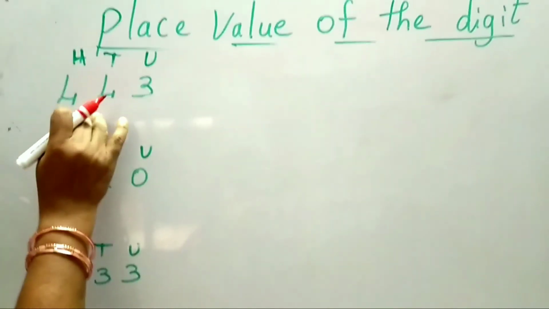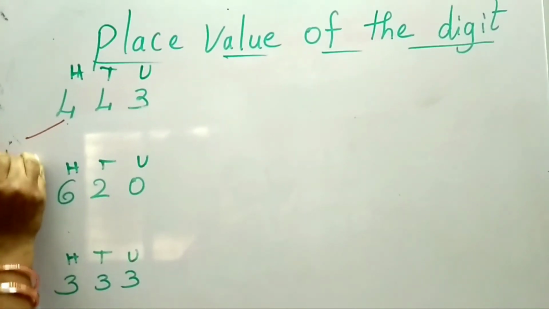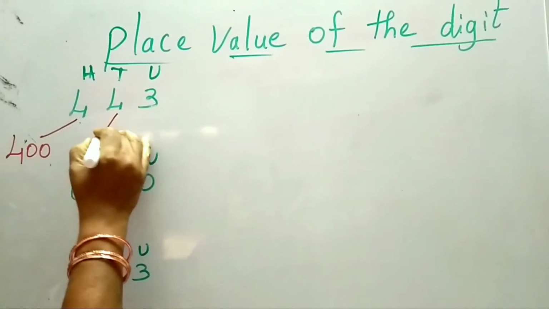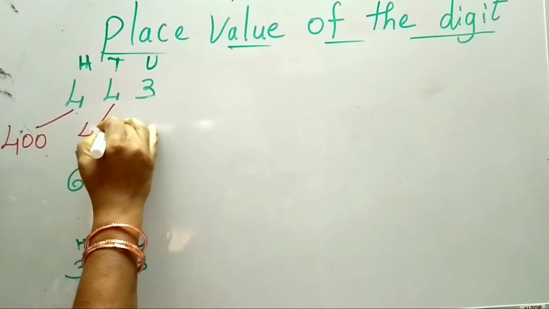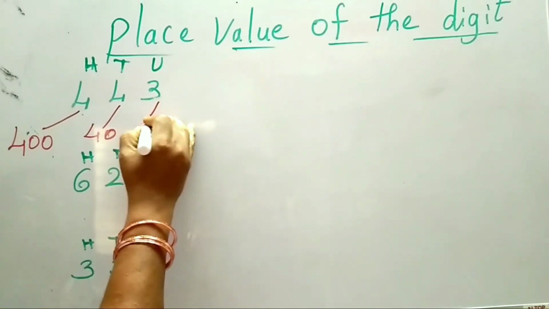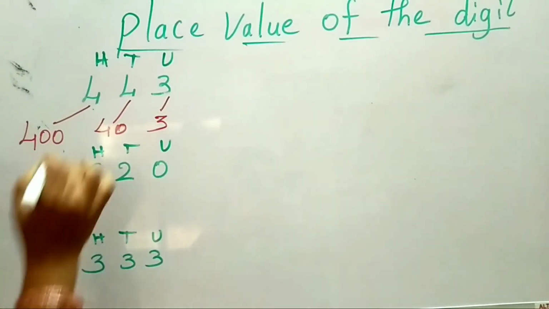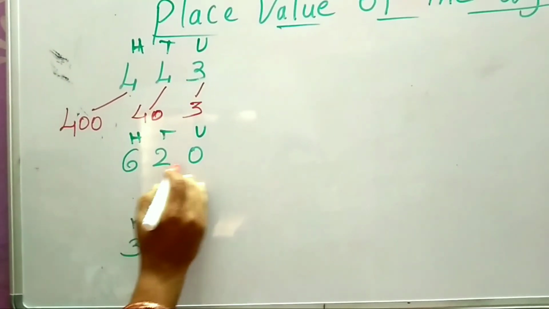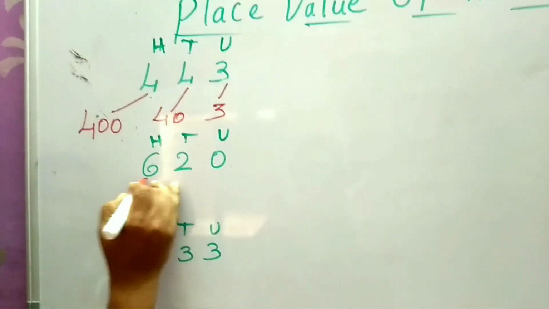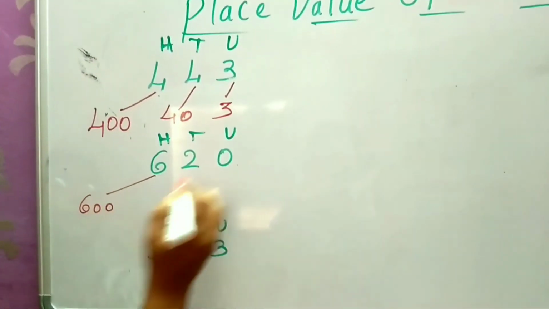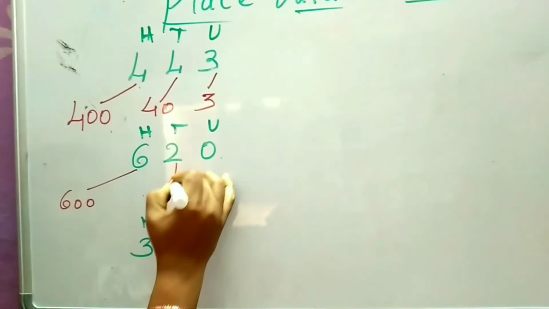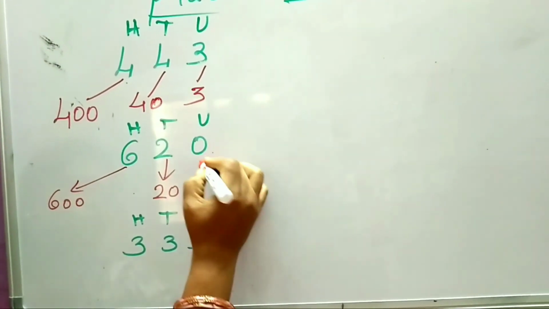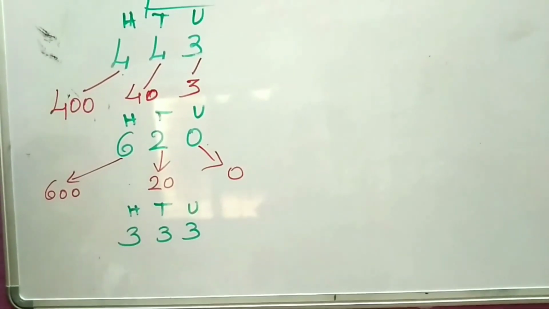443. The value of 4 in the hundreds place is 400. The value of 4 in the tens place is 40. The value of 3 in the units place is 3. Now 620. The value of 6 in the hundred place is 600. The value of 2 in the tens place is 20. The value of 0 in the units place is 0.